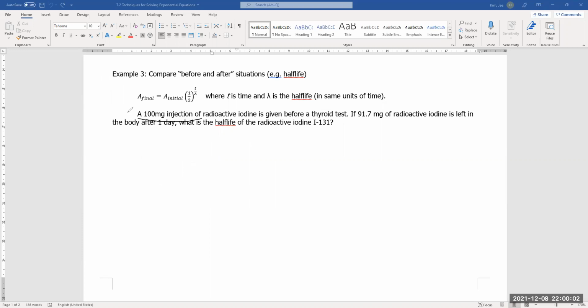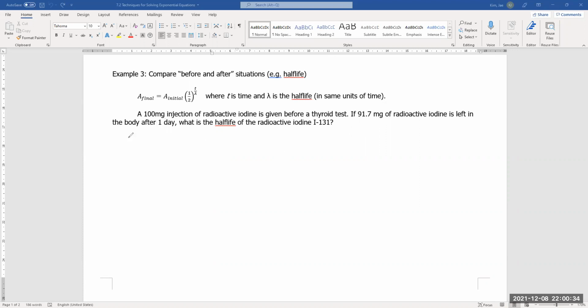The math question says a 100 milligram injection of radioactive iodine is given, 91.7 milligrams is left. So right away, my final is 91.7 milligrams. My initial is 100 milligrams. If 91.7 milligrams of radioactive iodine is left in the body after 1 day, what is the half-life of the radioactive iodine?